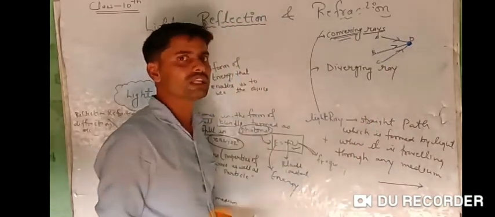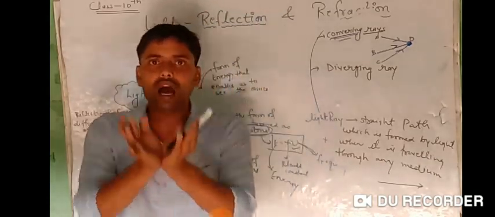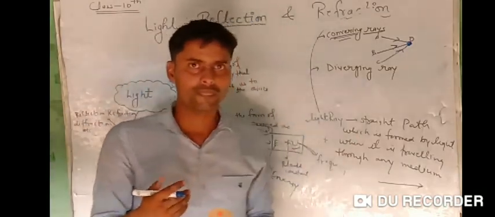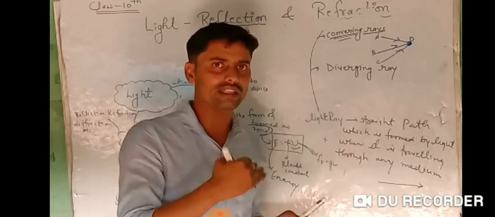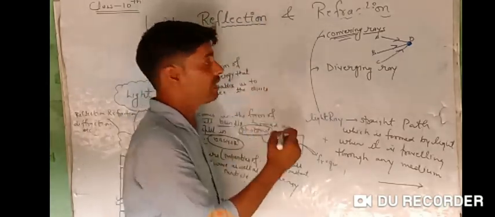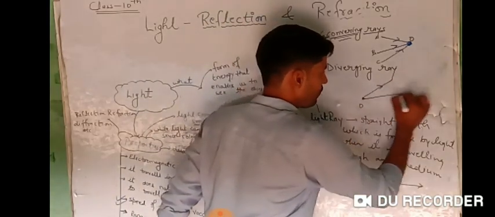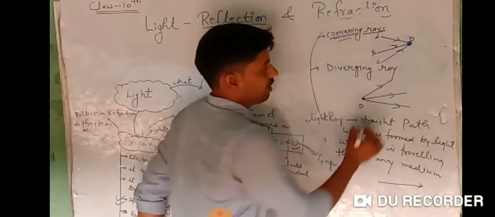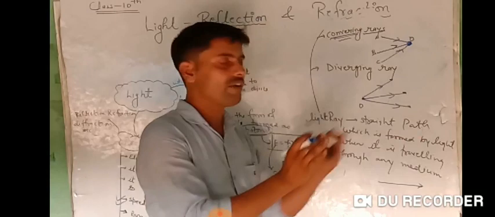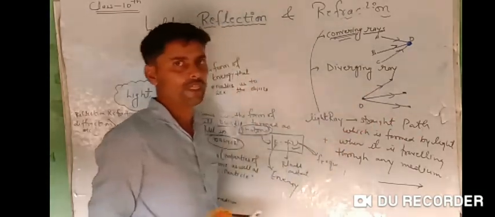Now what about diverging rays? Diverging rays means when light rays are going out, they seem like they are coming from a point. Suppose that this is point O. In this, it is shown that light rays are going away from point O. So these rays are termed as diverging rays.